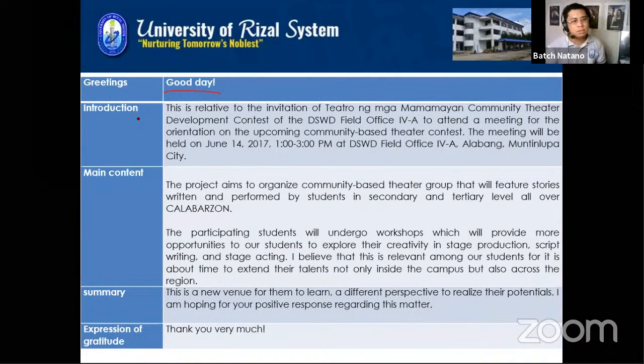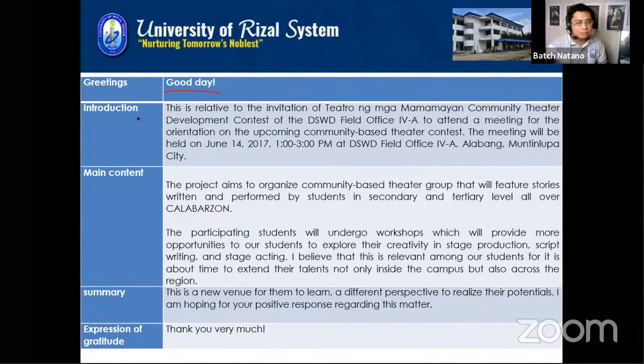So the project aims to organize a community-based theater group that will feature stories written and performed by students in secondary and tertiary level all over Calabarzon. The participating students will undergo workshops which will provide more opportunities to our students, et cetera, et cetera.